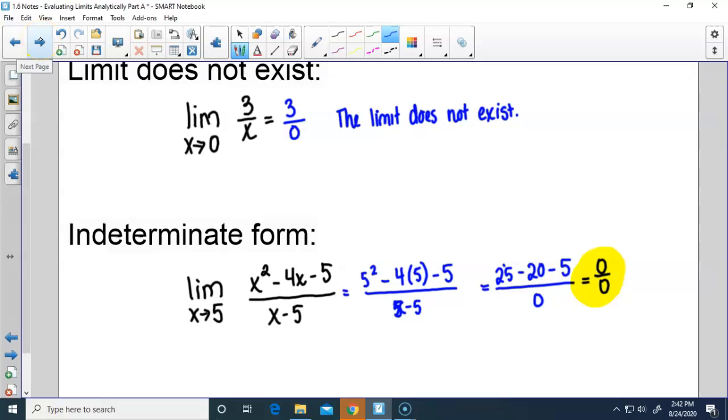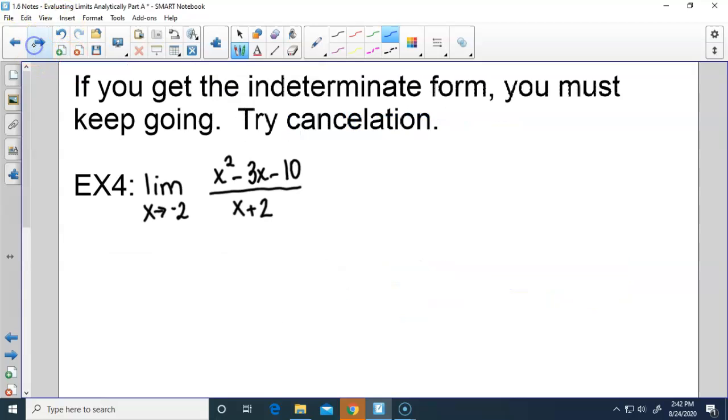So, what do we do if we get the indeterminate form is what we need to know here. If you get indeterminate form, you've got to keep going. There's something else you can do. I'm going to look at several different strategies that you can use if you get the indeterminate form. And the first one that we're going to look at is factoring and canceling.